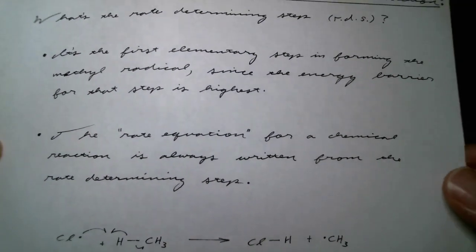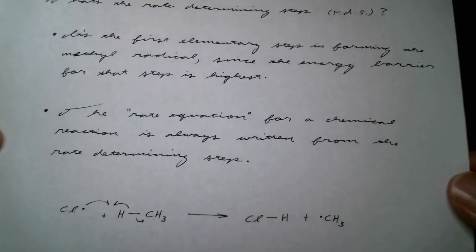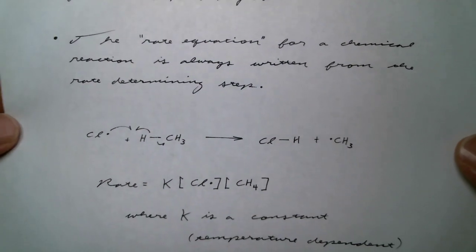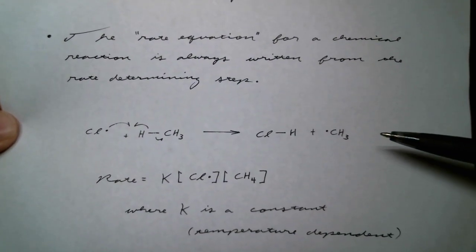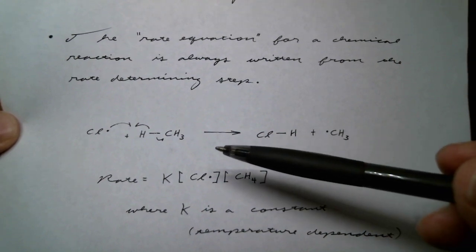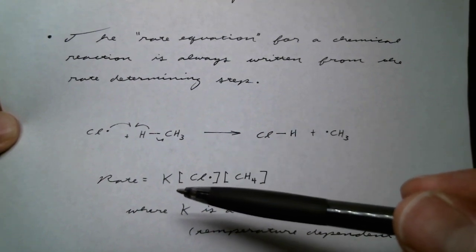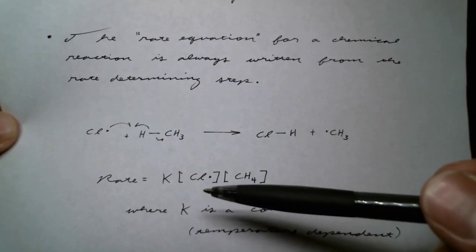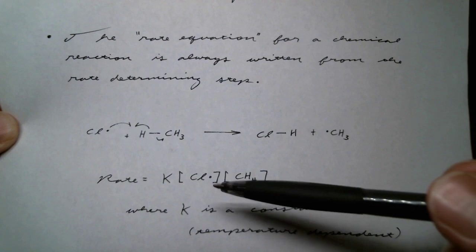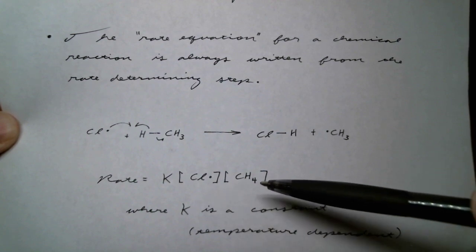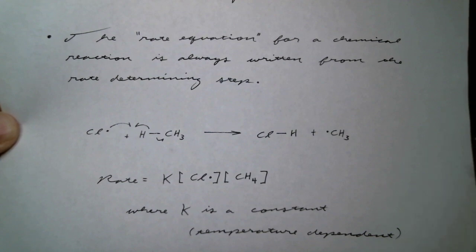The rate equation for a chemical reaction is always written from the rate determining step, and so since it's the first elementary step in that chlorination of methane, we can write our rate from that elementary step. It's some rate constant k that's temperature dependent, multiplied by the concentrations of the reactants, so the concentration of the chlorine radical and the concentration of methane.